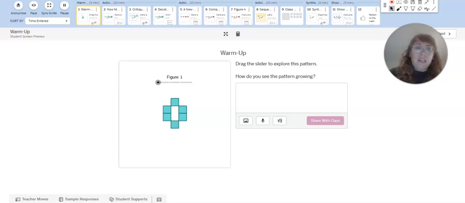Hello everyone and welcome. We're going to look at our next activity together, which is on more visual patterns and also bringing in those explicit formulas that we've been looking at.